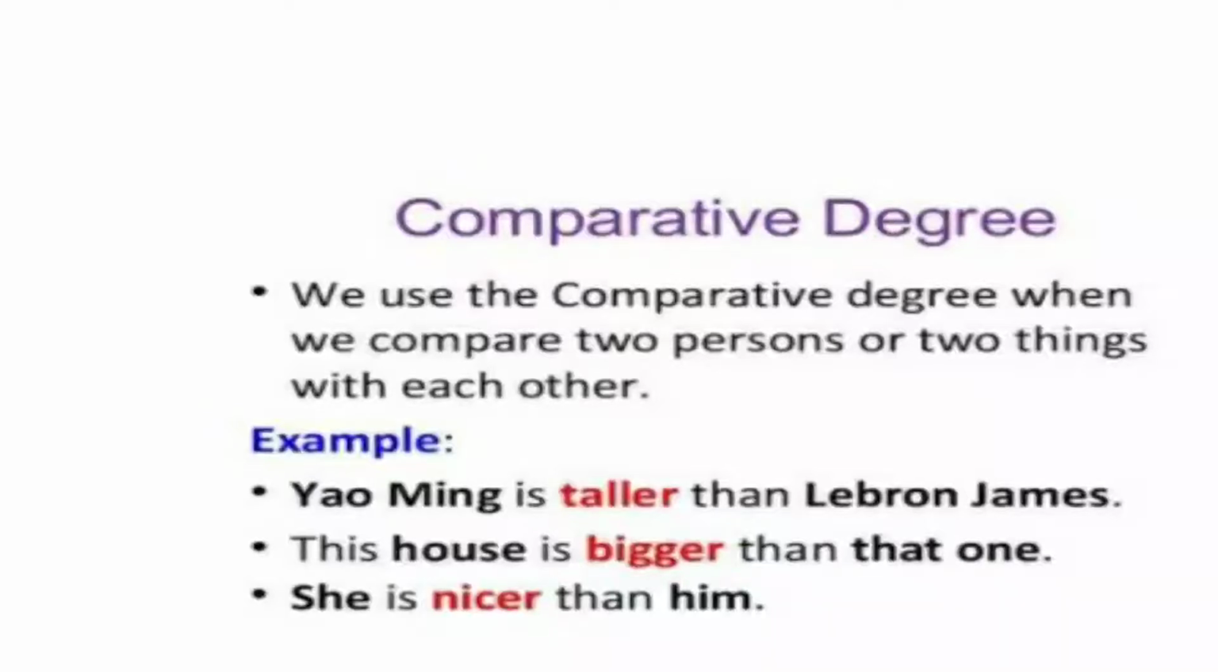अब देख लो, जहाँ भी हम comparison कर रहे हैं, there is a word coming, than, THAN, than. इसका मतलब होता है कि फॉर एग्जाम्पल इन द फर्स्ट सेंटेंस कि जो याओ मिंग है वो लेब्रन जेम्स से ज़्यादा लंबा है, और ये जो हाउस है ये उस हाउस से ज़्यादा बड़ा है. एंड द थर्ड वन कि ये शी इज़ नाइसर, मतलब वो उससे ज़्यादा अच्छी है. सो वी आर कंपेयरिंग 2 persons और 2 things with each other. So वहाँ पर जो डिग्री हम इस्तेमाल करते हैं, that is comparative degree. It shows comparison between 2 persons or 2 things.